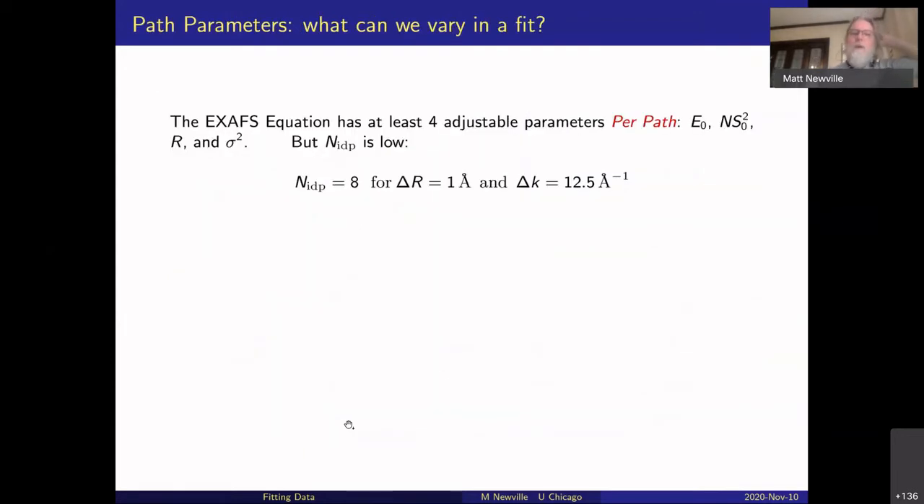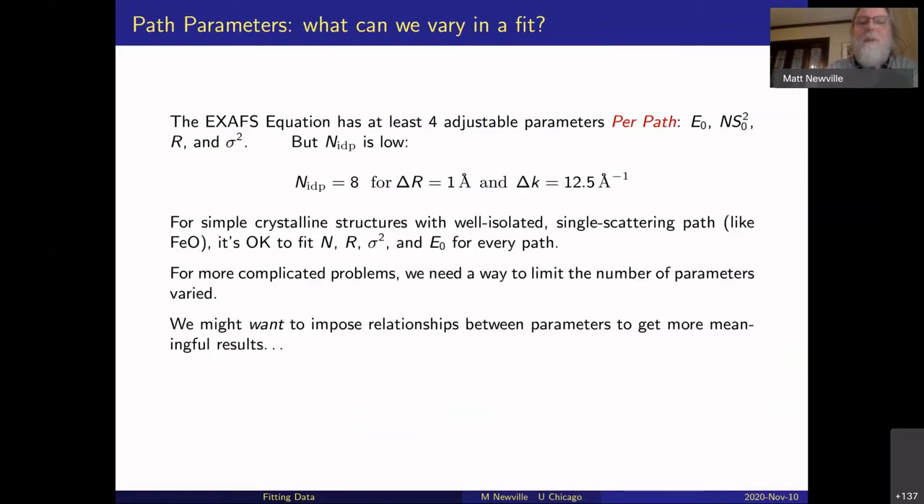Okay, so let me talk a little bit about this question of the number of independent points and what we can vary. For complicated problems, we really need to limit the number of variables we have. Basically, if you consider each shell takes about an angstrom, and we only have 12 inverse angstroms of data, then you get about 8 independent points per angstrom. And if you have multiple shells building up, and as you go out in distance, you will, then you really run out of information that you can separate from your model.